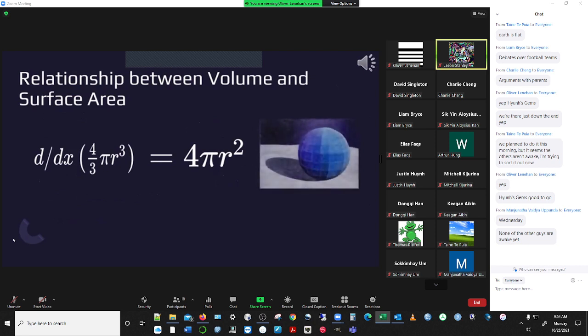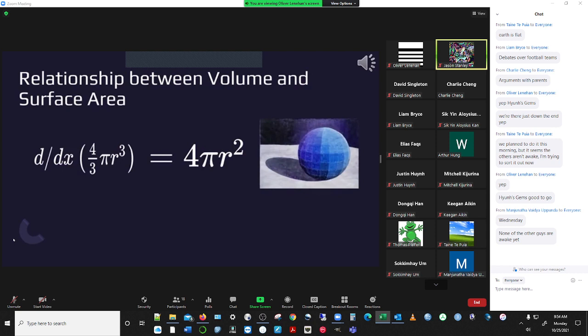Relationship between volume and surface area. By means of simple differentiation, we see that the expression for a sphere's volume is transformed into its surface area. We can better visualize this representation by imagining a sphere of radius r, whose volume we wish to increase by slowly adding a layer of paint to its surface.